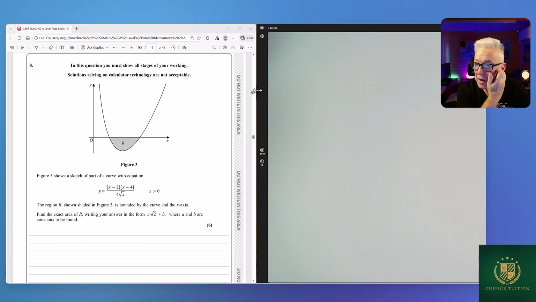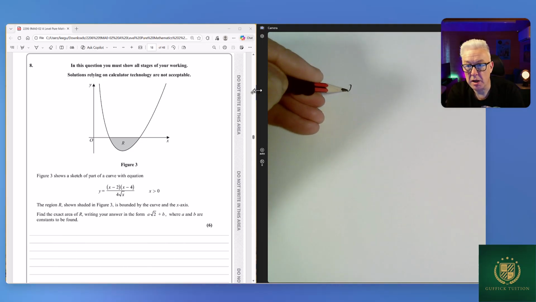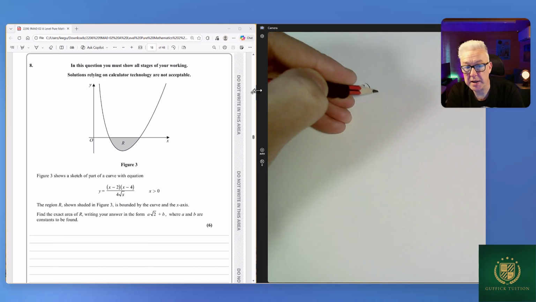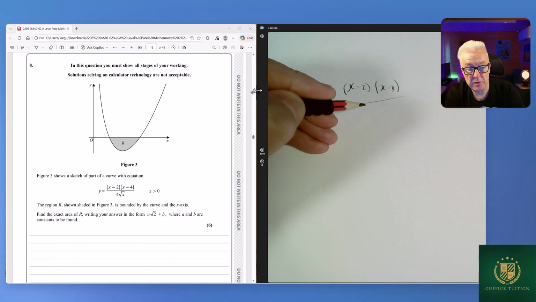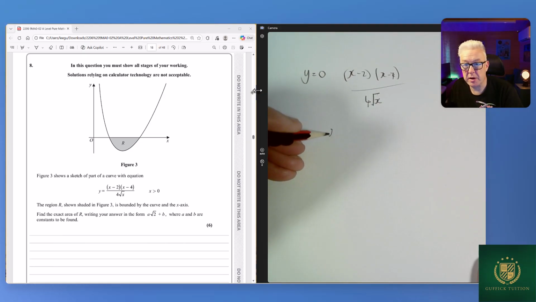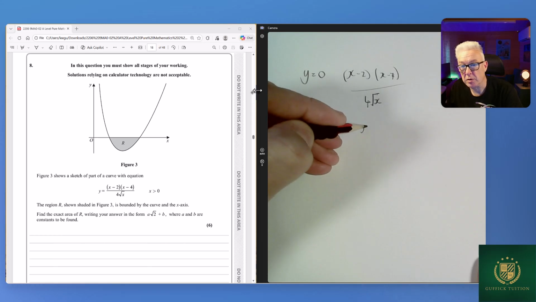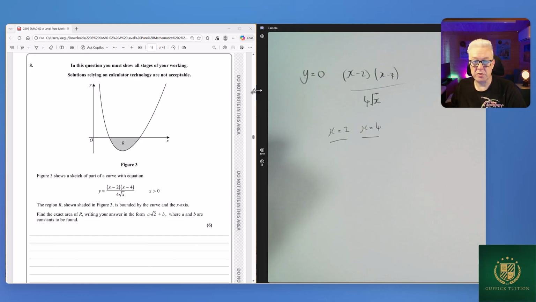First of all, let's work out what our limits are going to be. Our limits for the integration are given where the curve crosses the x-axis, which is where y is equal to 0. The only way our fraction is going to equal 0 is if the numerator equals 0, which happens if x is equal to 2 or x is equal to 4. So those are the limits we're going to be integrating between.